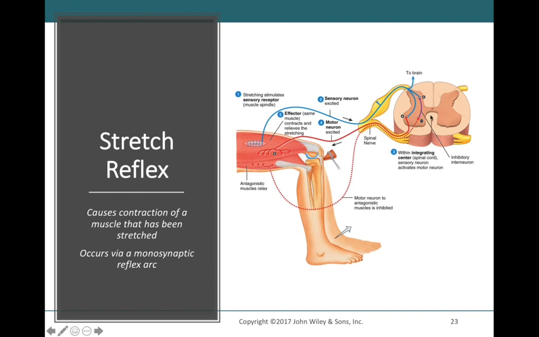And at the same time, we have the reciprocal innervation where we're going to actually inhibit the contraction of our hamstring groups, which are the antagonist muscles. So this is the stretch reflex. This reflex protects our muscles from stretching too much.